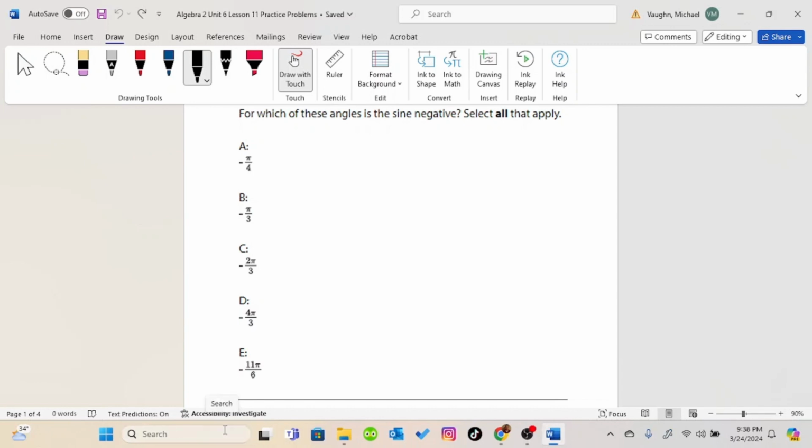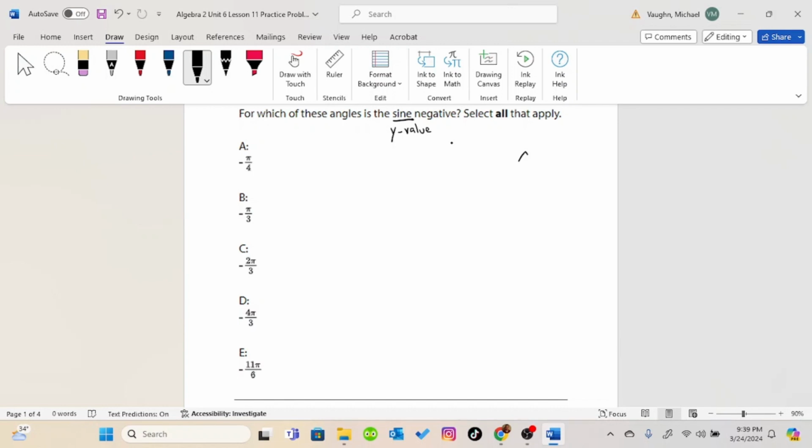So the first question says, for which of these angles is the sine negative? So the first thing we need to pay attention to is that they want sine. And sine refers to the y value. So if I want sine to be negative, I need to be below the x-axis, down in quadrants 3 and quadrant 4.